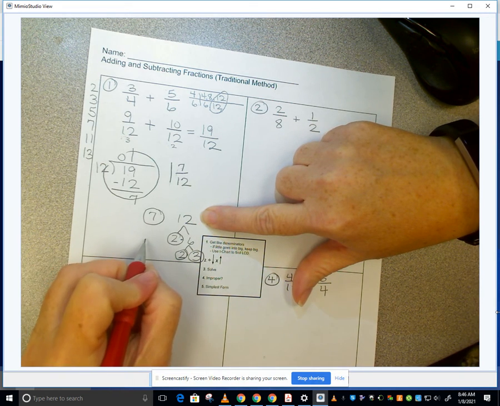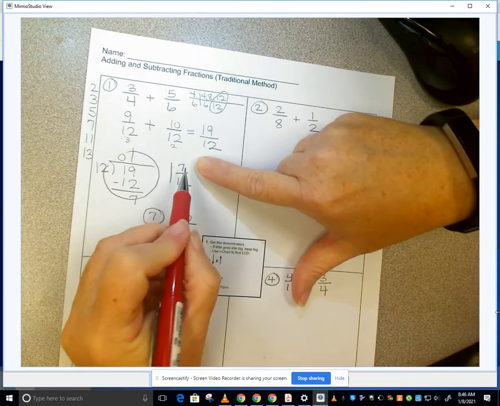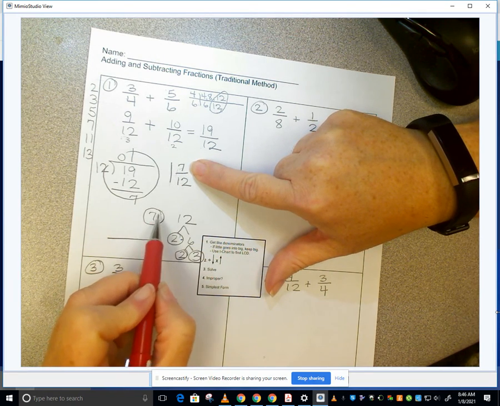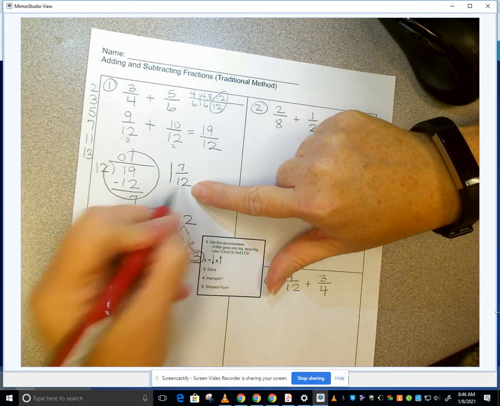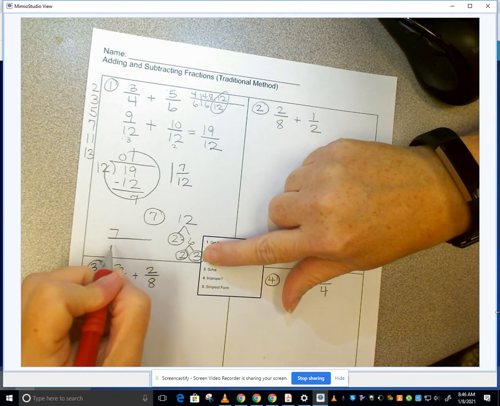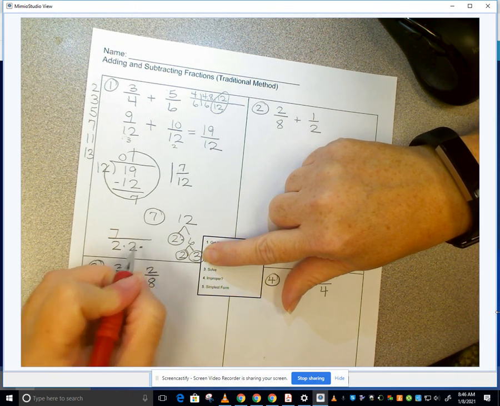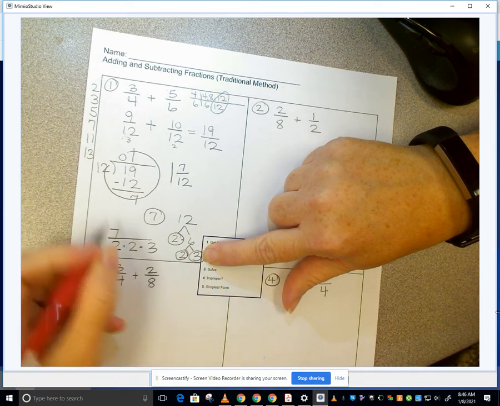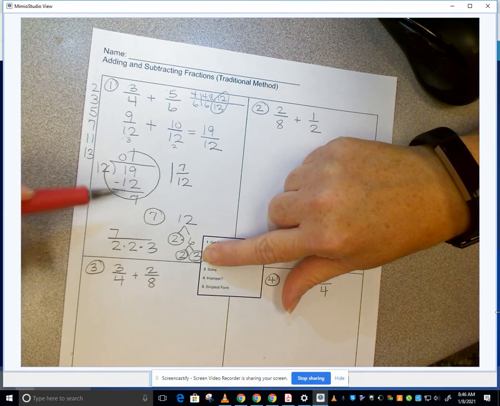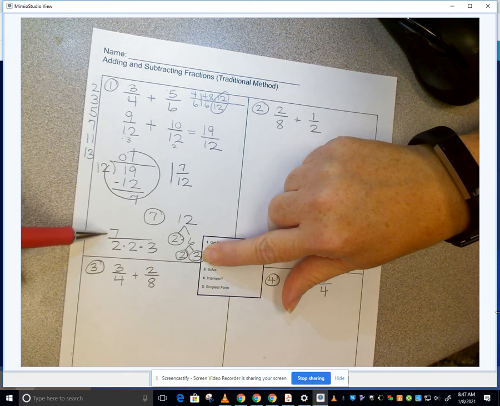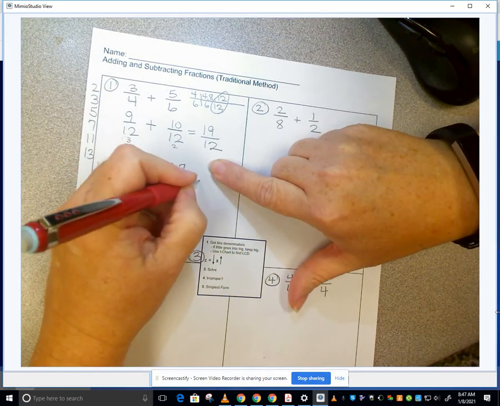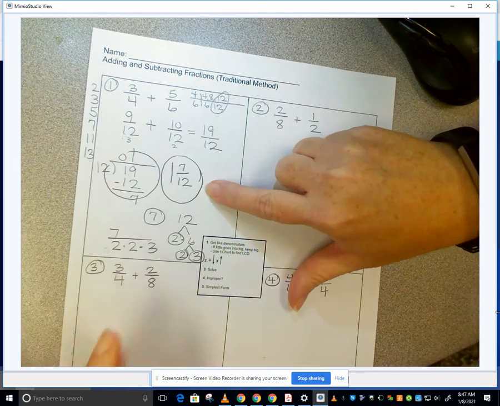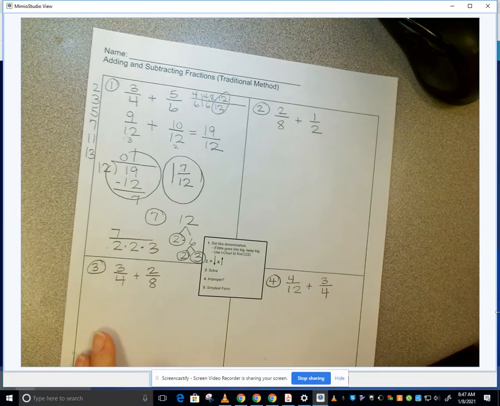Now I want to stack these. And since 7 is my numerator, everything that I circled for 7 goes on top. 12 is my denominator. Everything I circled for 12 is on bottom. Do I have anything I can cross out? It has to match on top and bottom. I don't have any matches, so that tells me that there's nothing else I can do to this. I'm going to make sure I circle it. It's my final answer, and I'm moving on.